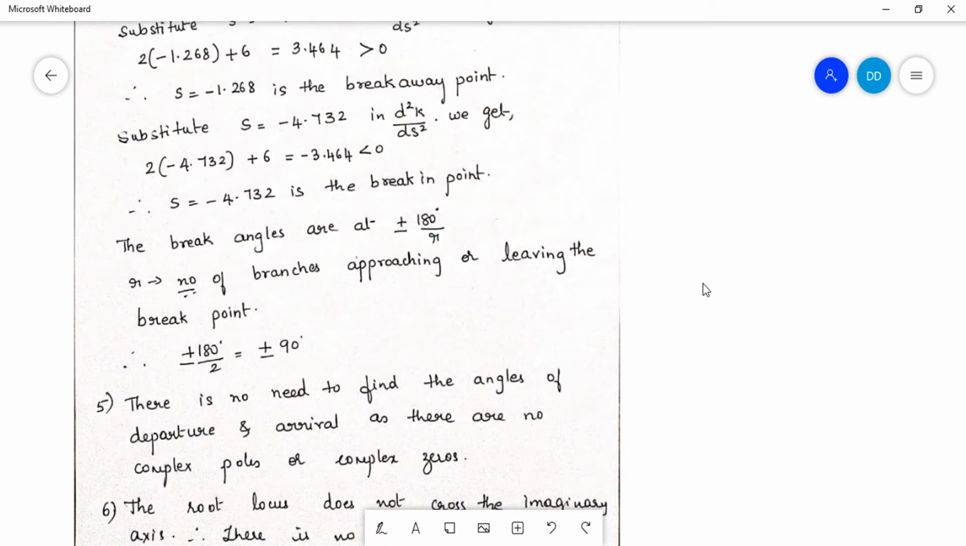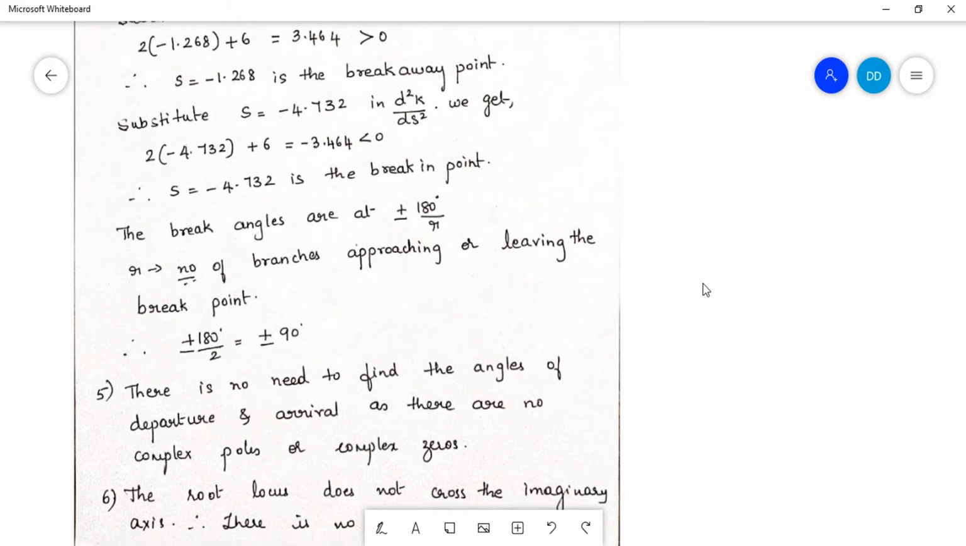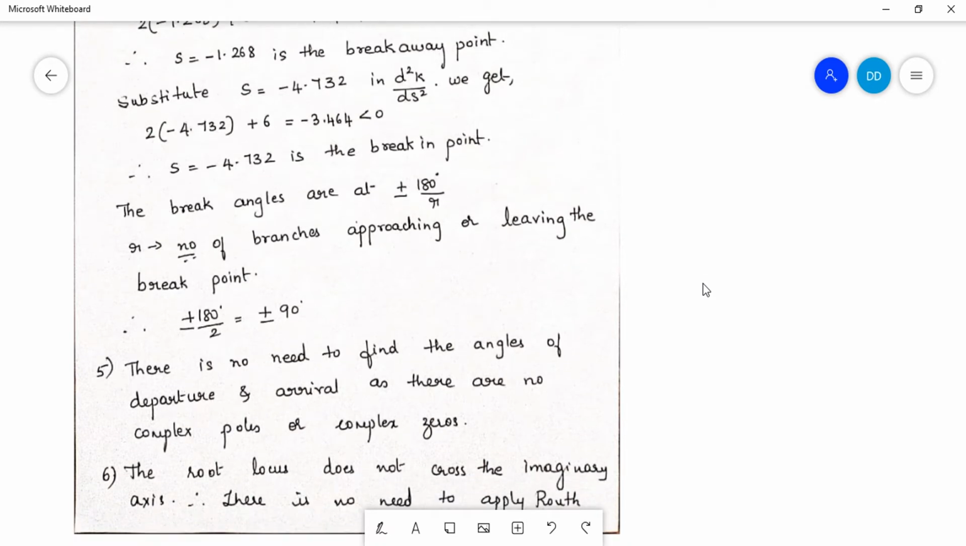So obviously it will not cross the imaginary axis. So there is no need to apply the Routh's criteria, and for all values of k, the system will be stable. Now we'll see how to construct the root locus, how actually the root locus looks like.